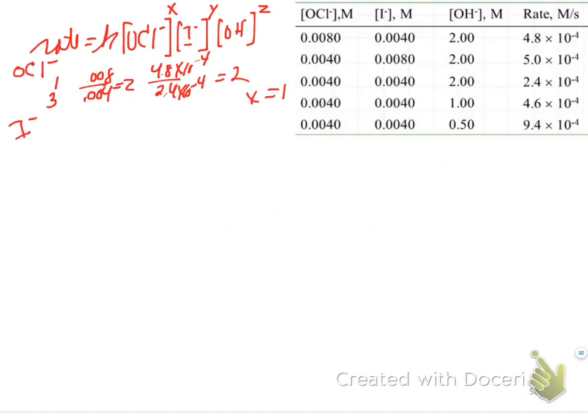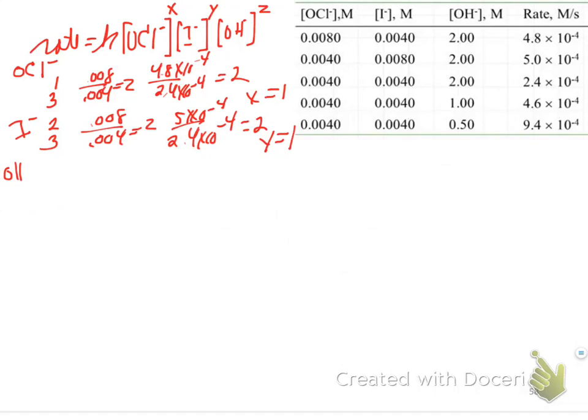If I look at I, where I keep OCl and OH minus constant, I can look at experiments 2 and 3. And when I do that, the ratio of my concentrations is still 2, and the ratio of my rates is also about 2. Now these are not perfect values, and that's because these are experimental data. As you know, we don't get perfect experimental data out of the lab, and you'll see that when we do kinetics experiments. This is also about 2, so Y is going to be 1 also.